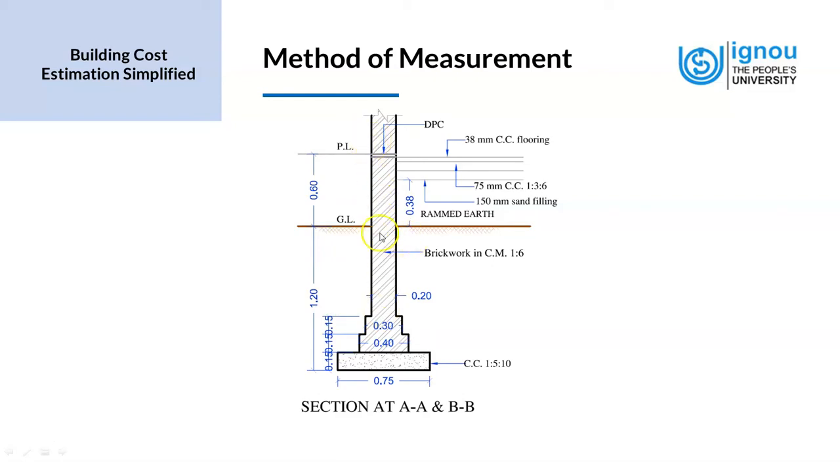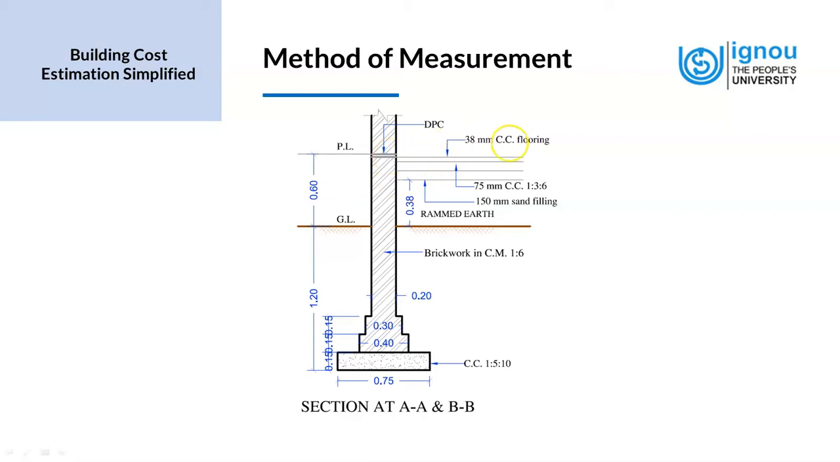We have a ground line here, and a ground line on this side also. The ground line is shown with hatches. There are two important dimensions with reference to the ground level. One is the 0.6 meters height where the plinth is, and the other is the 1.2 meters depth, which is the depth of the foundation. So the plinth is at the level of 0.6 meters, and at the plinth level we have the DPC, the damp proof course.